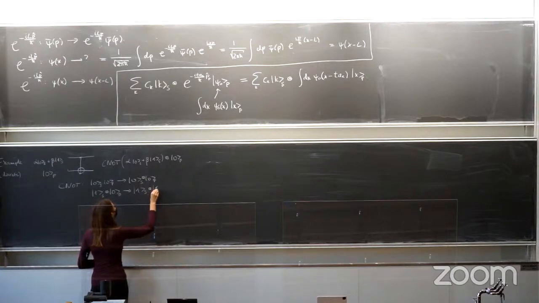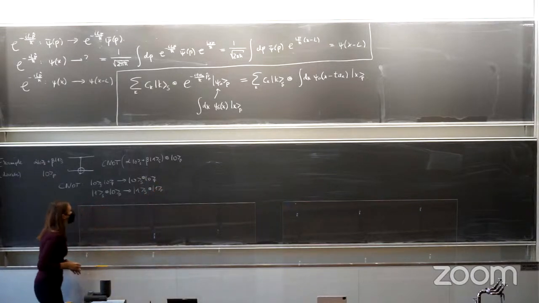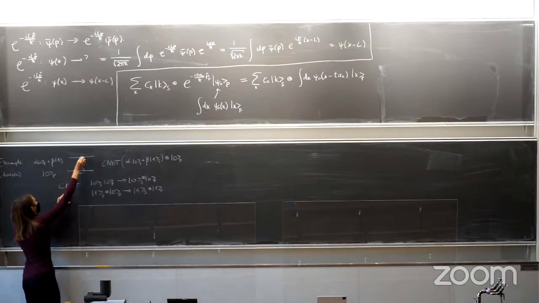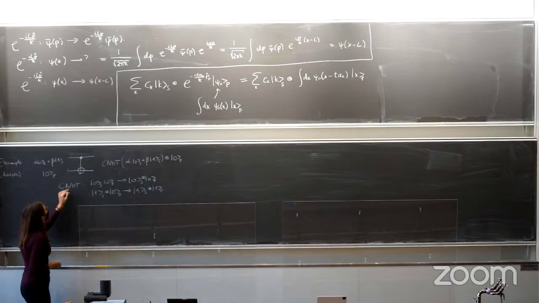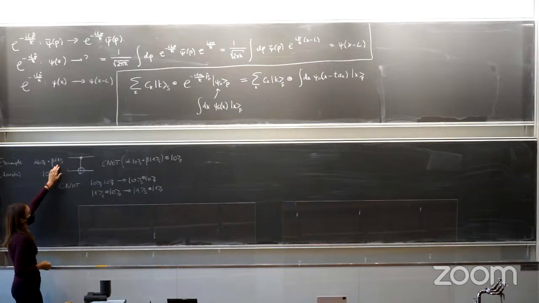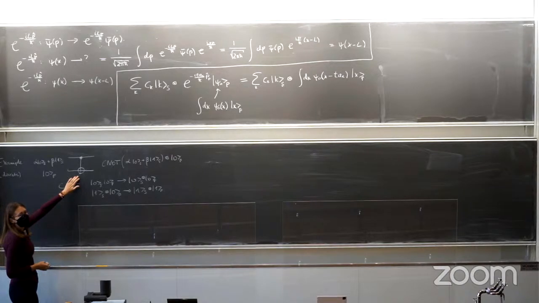Again, simple rule. This is a gate which is controlled on the first qubit. If the first qubit is in a state 0, nothing happens on the second qubit. If the first qubit is in a state 1, we apply the flip operation on the second qubit. So the X gate, basically.